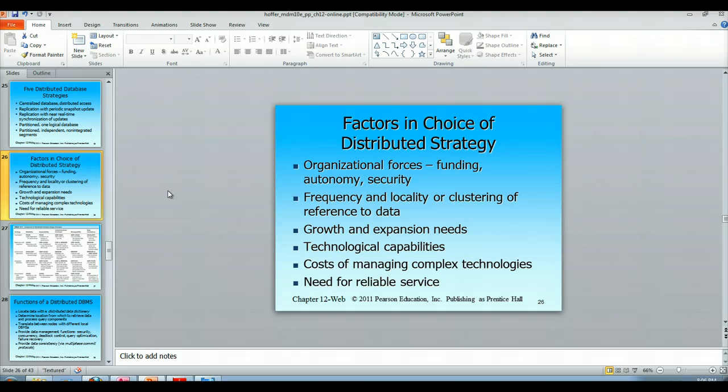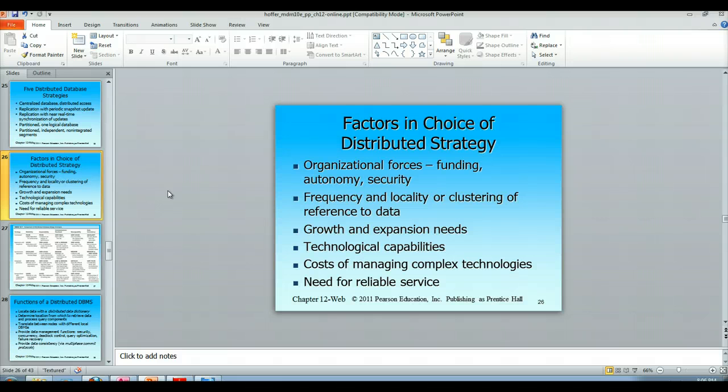The other part of it is the frequency and the locality or clustering of the reference to data. So how often are people accessing local data or clustered data, and how often do they reference it, and where are they referencing it from? Growth and expansion needs. Is this a young company or is this a mature company? Is this a shrinking company? Are we considering purchasing another company where the entire environment is going to get much more complicated?